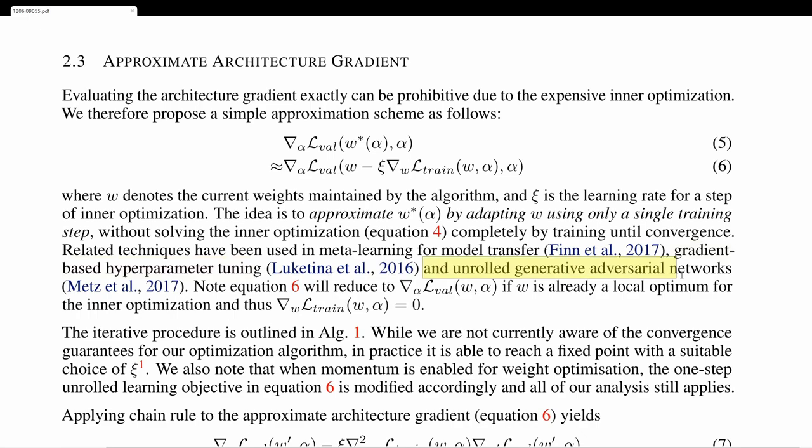Note that equation 6 will reduce to the gradient of the validation loss at w star of alpha if w is already a local optimum for the inner optimization. Because this is 0, I guess. This part becomes 0. If it's at a local optimum for the inner optimization, then the gradient of the training loss is 0.